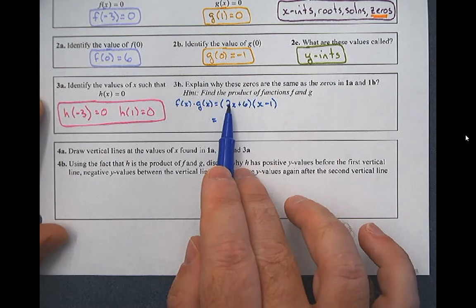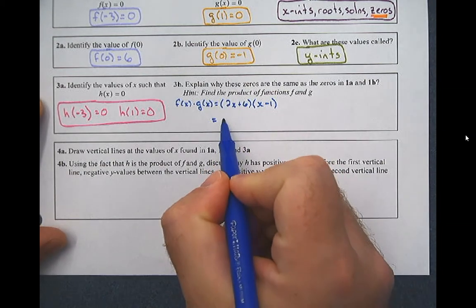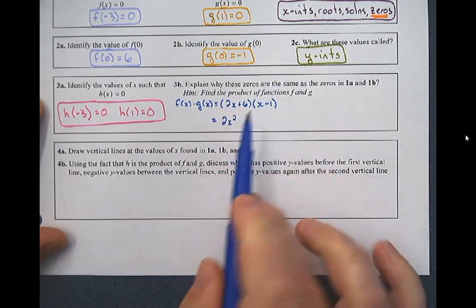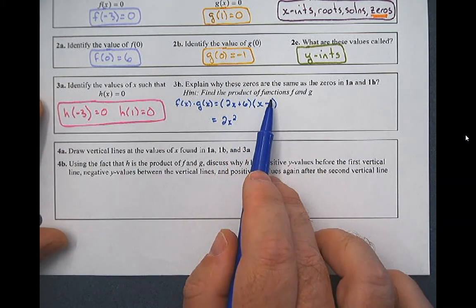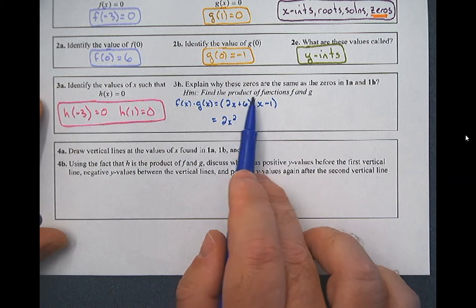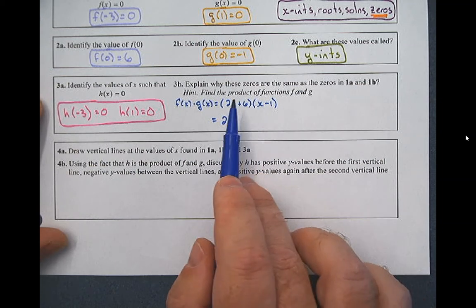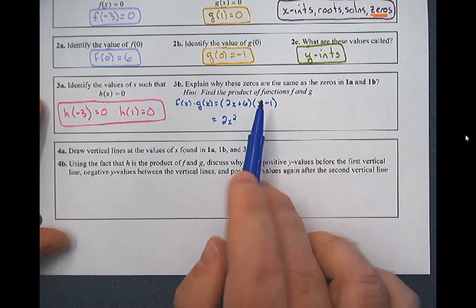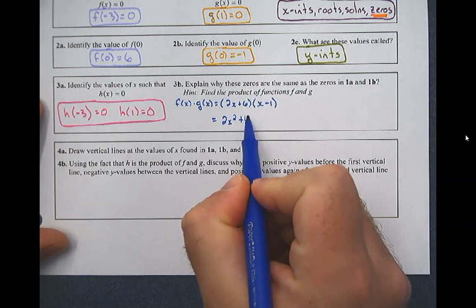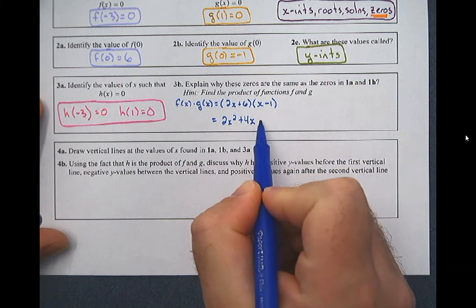So what I mean by that is I would say 2x times x is 2x squared. And then I know that the next two are going to be like terms. Because when I go 2x times -1, that's -2x. And then this is plus 6x. Those are like terms. So do that part in your head. -2x plus 6x is plus 4x. And then 6 times -1 is -6.